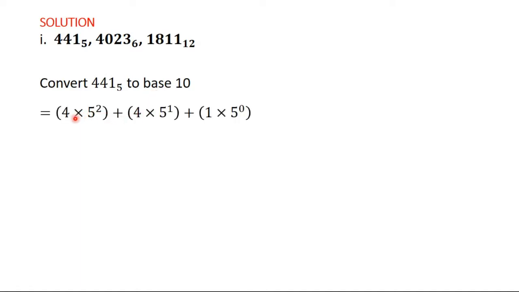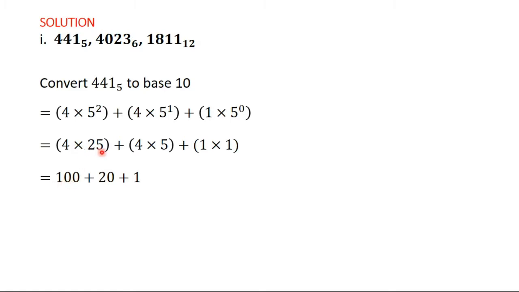Converting this to base 10, we have 4 times 5 exponent 2 plus 4 times 5 exponent 1 plus 1 times 5 exponent 0. By this time, you should be comfortable with converting numbers to base 10. So we have 4 times 25 plus 4 times 5 plus 1 times 1. 4 times 25 will give us 100, 4 times 5 will give us 20, and 1 times 1 will give us 1. We add everything here and we are getting 121. So we can say that 441 base 5 will give us 121 in base 10.